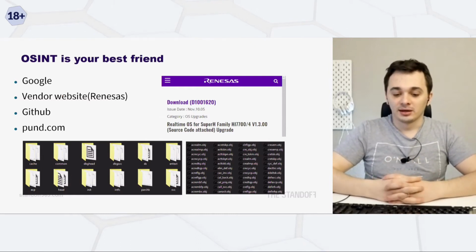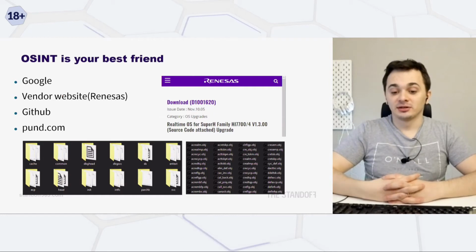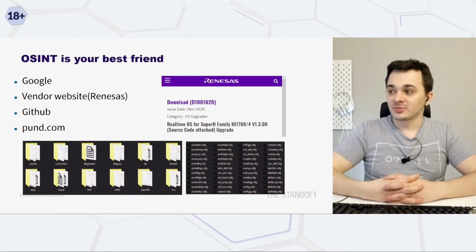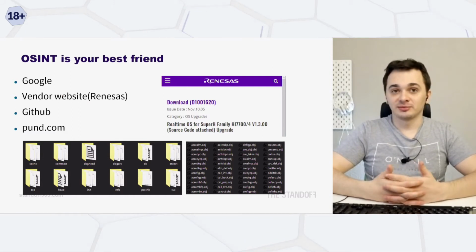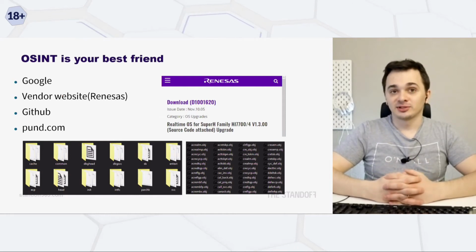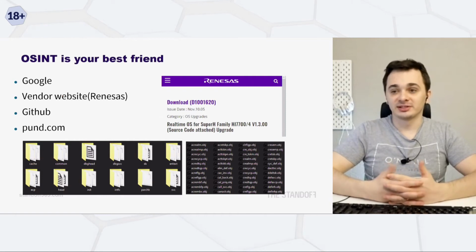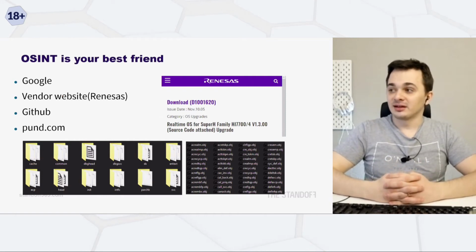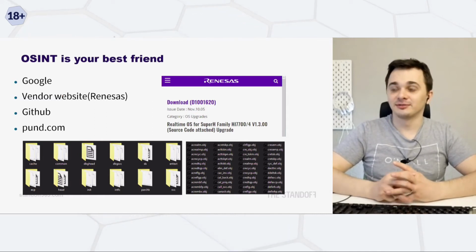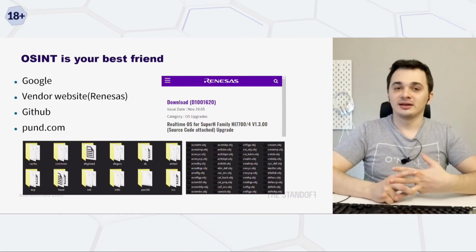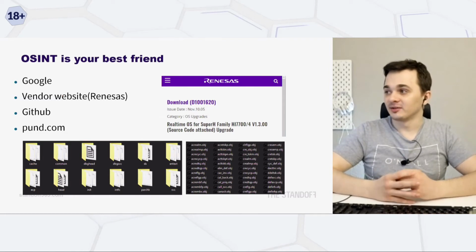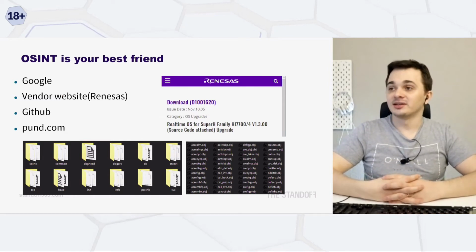What if we don't stop there? One of the best approaches to reverse engineering is zero reverse engineering, because this is a great way of increasing your efficiency and saving time. Open source intelligence is your best friend. Just Google it. Search for it on the vendor website. Search for it on GitHub.